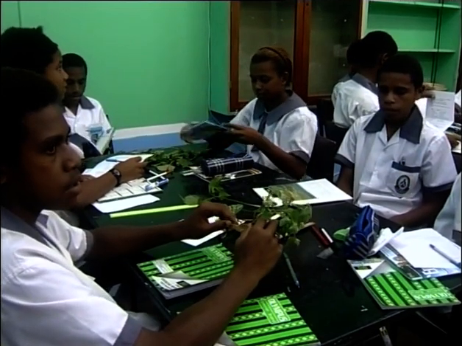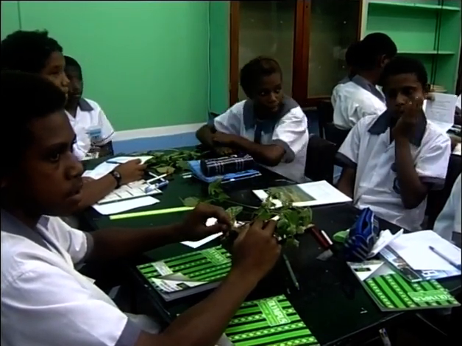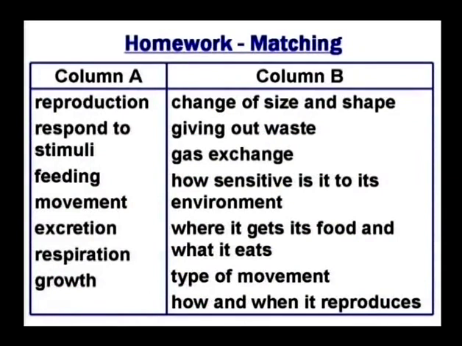Now, on the monitor, as you can see, the homework is based on the 7 characteristics of living things. You have column A and column B. In column A, you have the characteristics listed down, and in column B, you have the description of each of those characteristics. What you have to do is to match. These descriptions are not in their correct order.